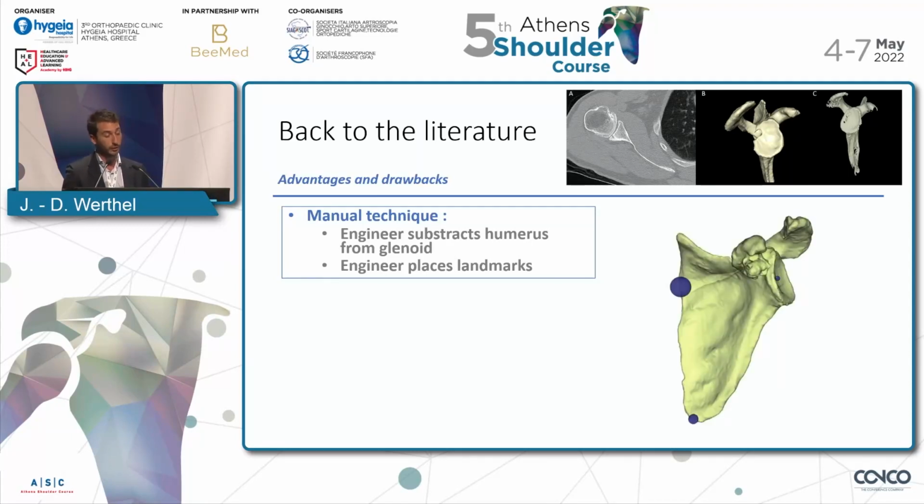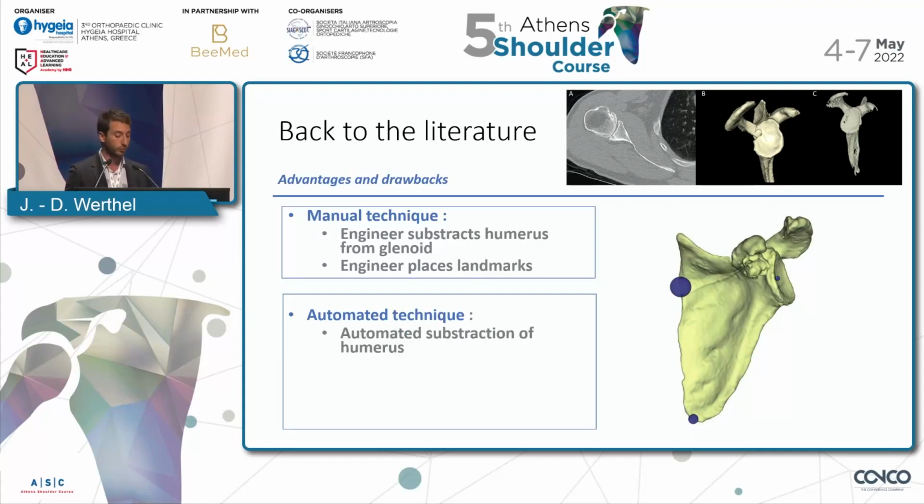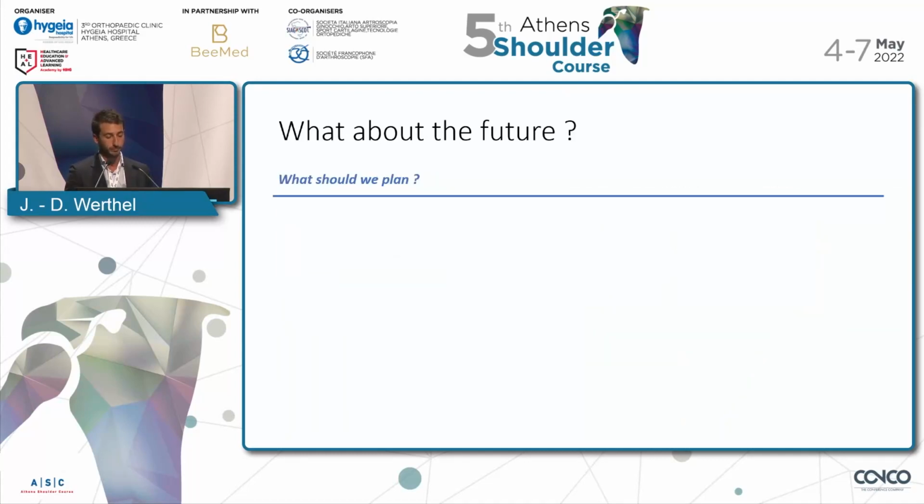And also, he places the landmark, and this is a study that has been done by a French group, and you can see that these blue dots are the imprecision of each landmark. You can see that the trigonum scapulae is a very big blue dot because there is a very big margin of error. So all the measurements rely on this big blue dot that is not very precise. With the automated technique, of course, you do automated subtraction of the humerus, so you can have some problems with that, but all the measures are completely automated, so it's quick, there's no engineer, and it's more reproducible.